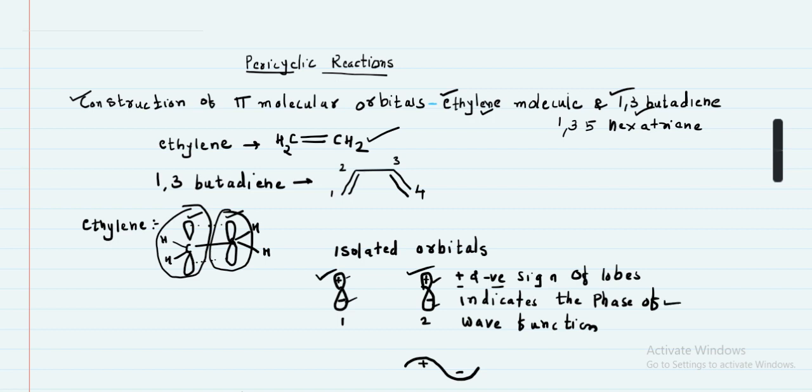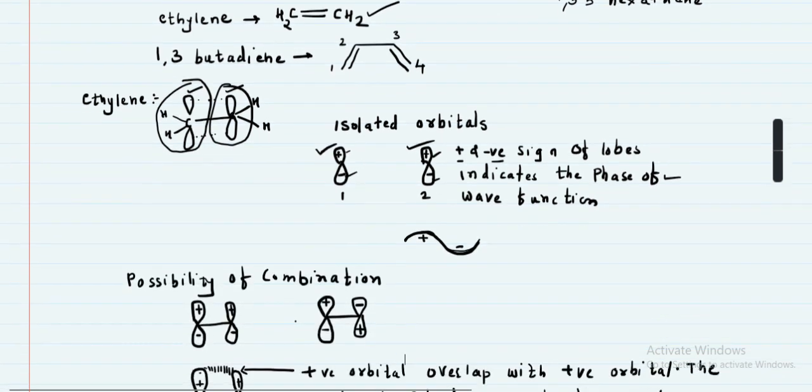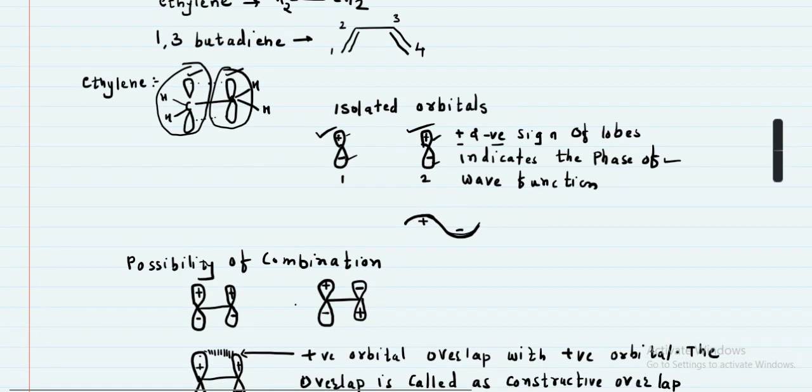If the orbital is a wave, then that is the positive and the negative wave sign for the wave. Now we are interested in constructing the pi orbital diagram for ethylene. Firstly, we will see the possibility of combination of these two p orbitals.